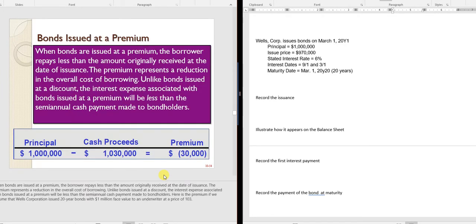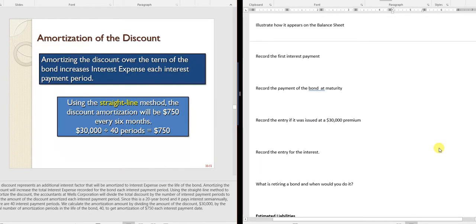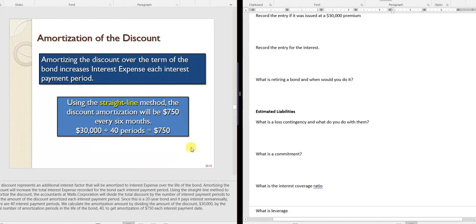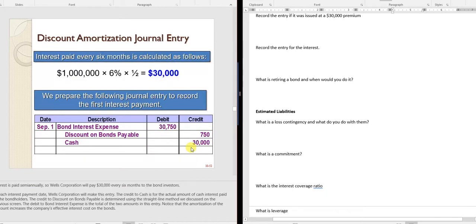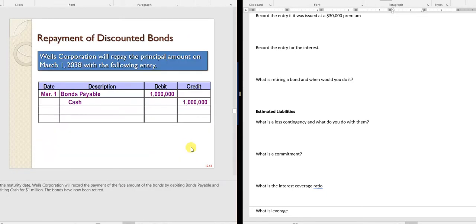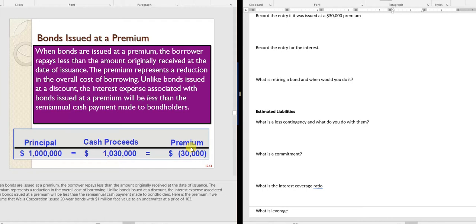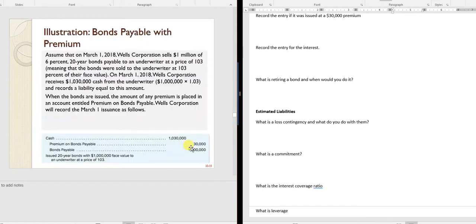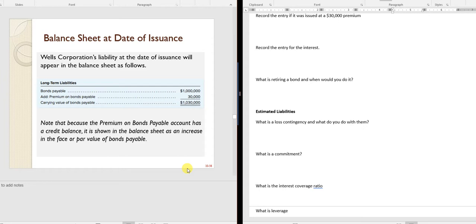Okay, what happens if I'm issuing them at a premium? Okay, so at a premium, they sell for more than the face value of the bond. So I debit cash for $1,030,000. I credit premium on bonds payable, and I credit bonds payable. So remember, bonds payable is always the face, always the face. Okay. And that's what it looks like on your balance sheet.